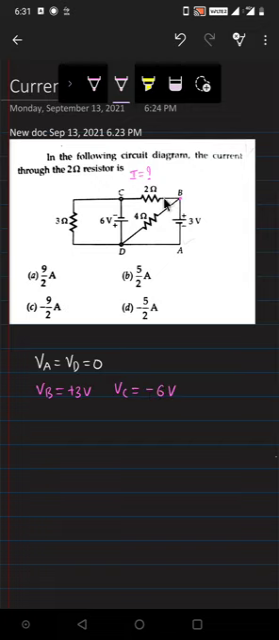Here the point B is at higher potential compared to the point C, so the current I will flow from point B to C. This current we have to find out.